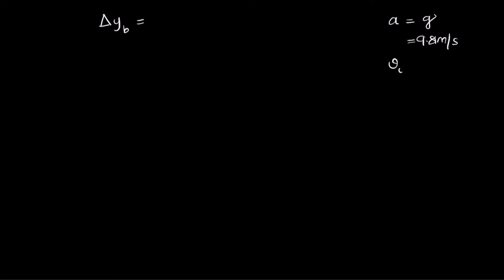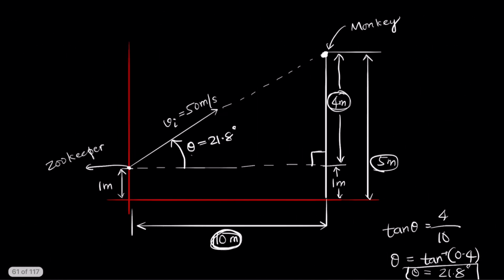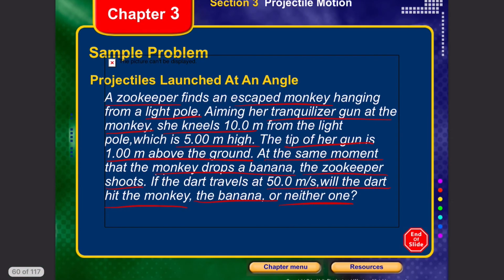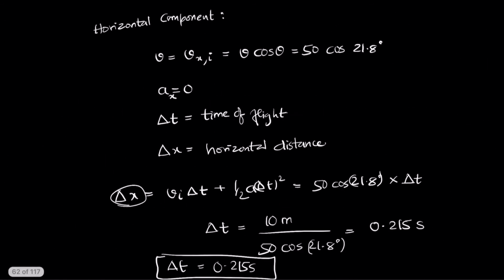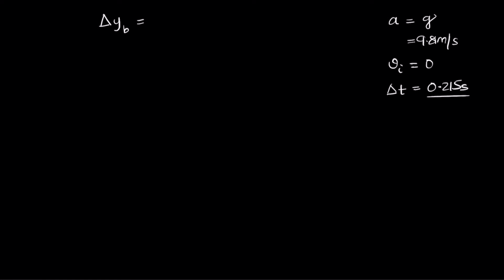Next, we know that the initial velocity is 0. And we already know the total time it takes, which is 0.215 seconds. Notice that in the question it says that at the same moment the monkey drops a banana, the zookeeper shoots. So that's the exact same time. So by the time the dart travels 0.215 seconds, we want to know the position of the banana. So we are going to consider that time itself as our answer.